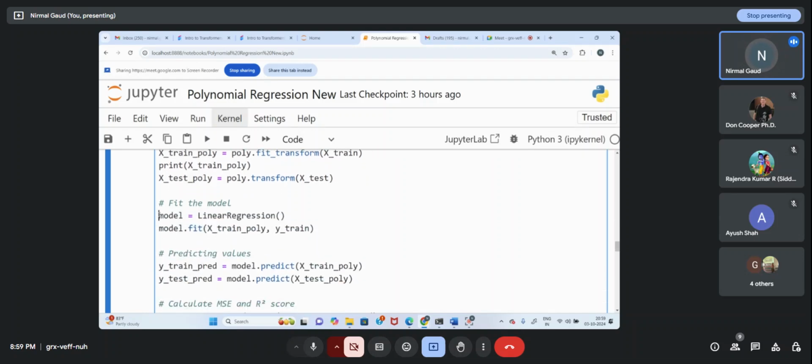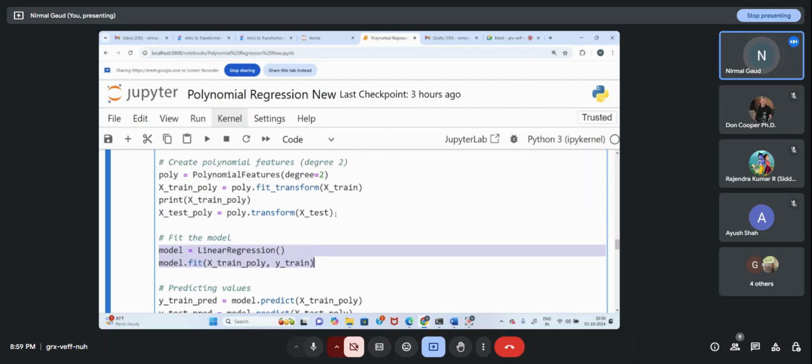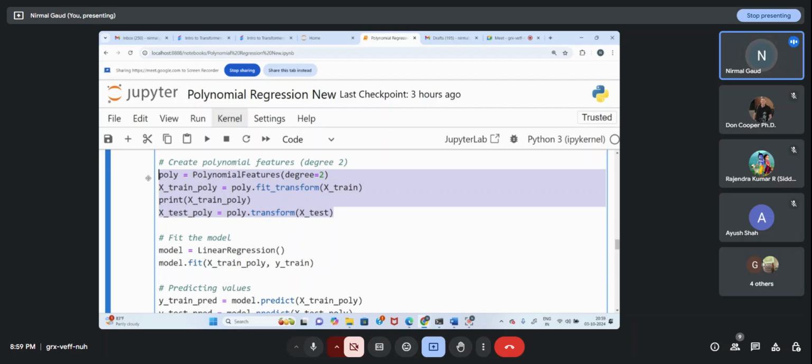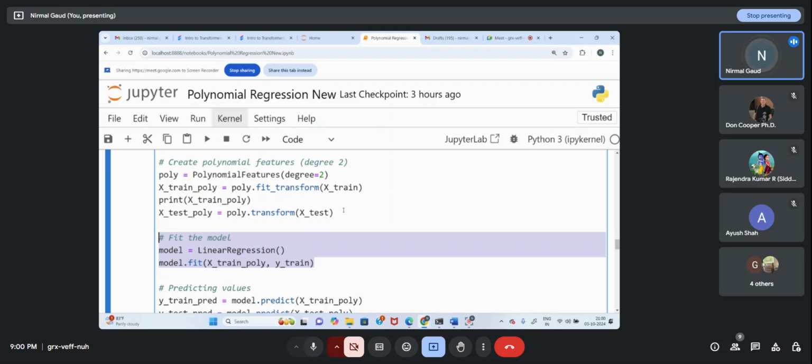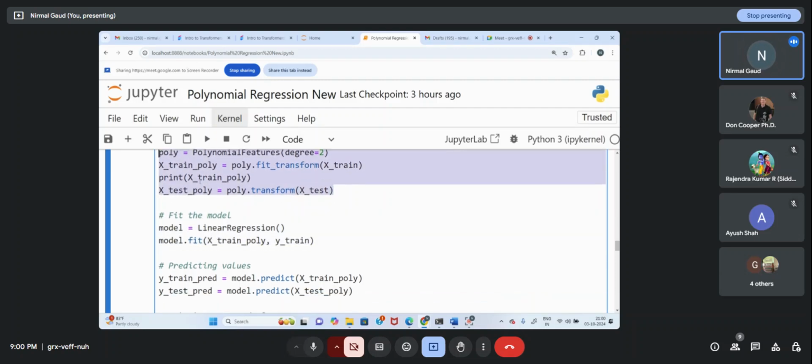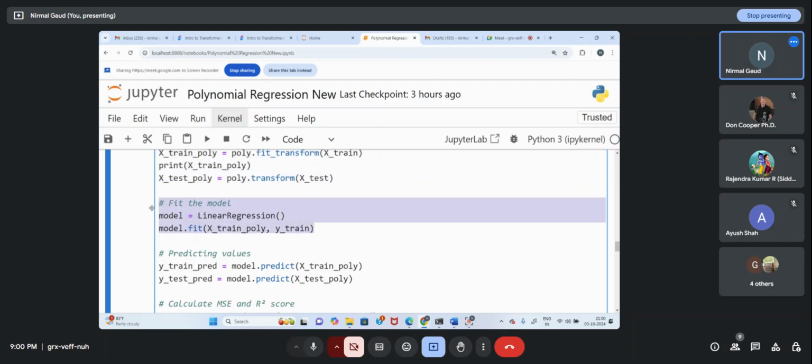Sir, you are using a linear regression model for training. So it is still linear regression, not polynomial. You just transformed your data into polynomial. There is no polynomial regression. This is linear regression only. So people get confused. There should not be any confusion. You transform your data into polynomial and fit it like linear only.